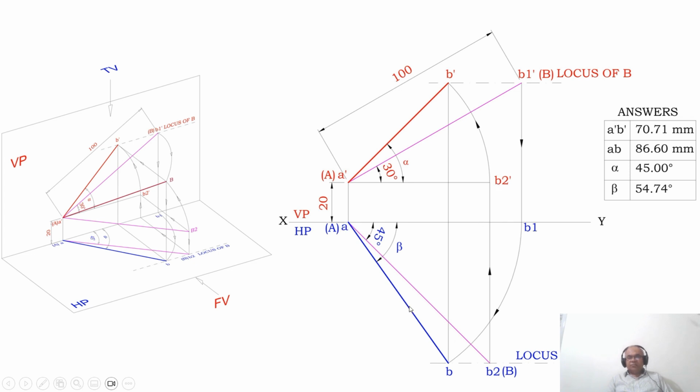Now we have already got this point. What I want is the B dash point. So how to do that? Because the line, which is 100 mm long, is inclined at 30 degrees to HP, what happens to the locus of B in the front view? The locus of B in the front view is not above HP by 20, but above HP by more than 20 mm.